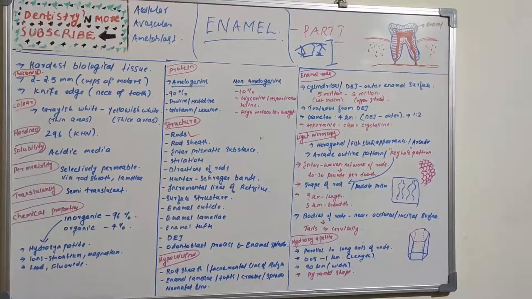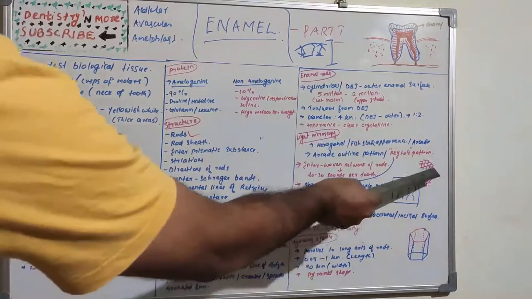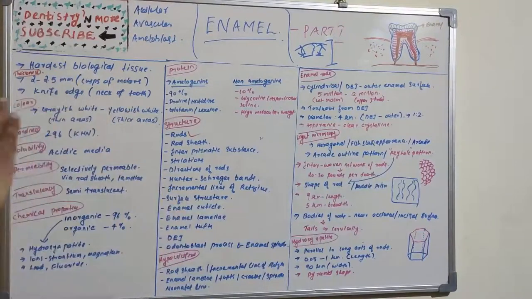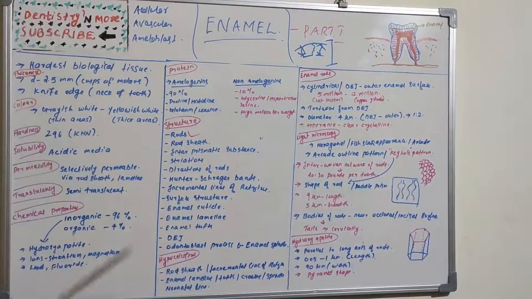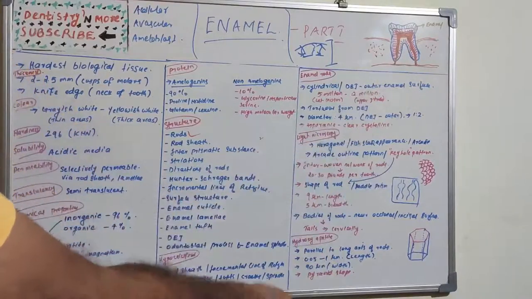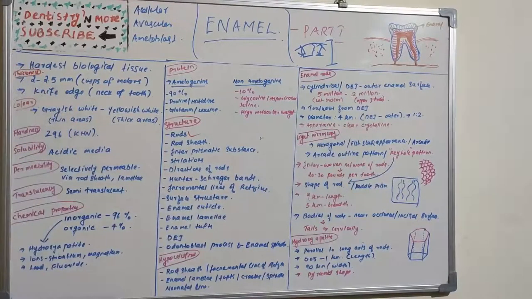Because of the interwoven network of rods, teeth can resist masticatory forces up to 20 to 30 pounds per tooth. That is why it is clinically significant. The fish scale appearance is not plainly arranged; there is an interwoven arrangement, so it can resist up to 20 to 30 pounds of force per tooth. So don't forget fish scale appearance, keyhole appearance, hexagonal appearance, and arcade outline near the dentinoenamel junction.